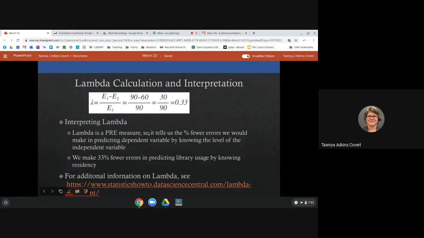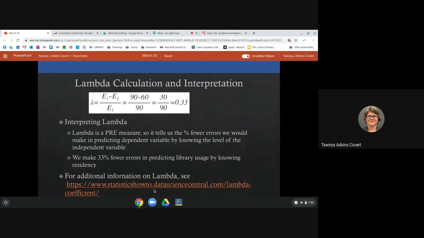Lambda is a PRE measure. What that tells us is that we can interpret it in terms of percentage reduction of error. That's what PRE stands for, proportional reduction or percentage reduction. So Lambda tells us that we make 33% fewer errors in predicting library usage if we know residency. If we know if someone lives on or off campus, we're going to make 33% fewer errors in our predictions.